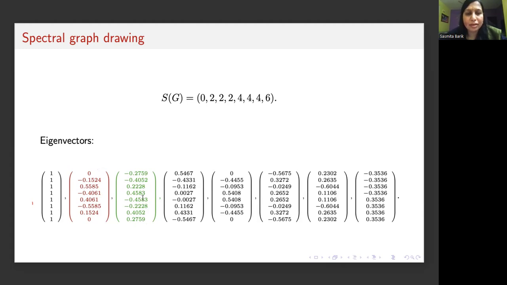So computationally obtained, so this will be. Okay, I chose 2 vectors corresponding to the algebraic connectivity. So I have this red one and the green one I'm choosing. Others I have left, but you can take more also. I'll do the plane embedding, so I have chosen 2 vectors.